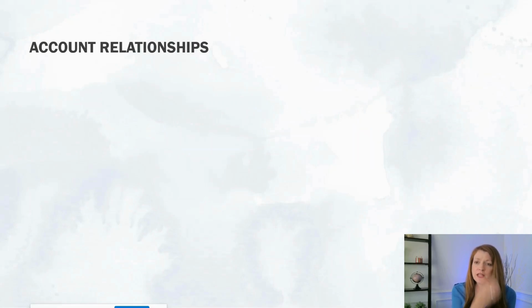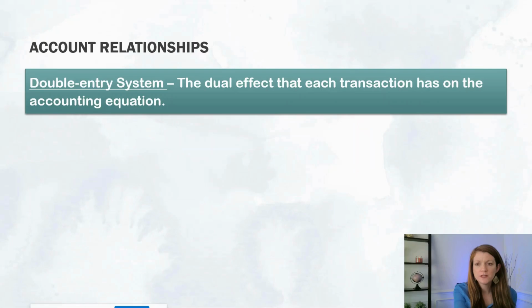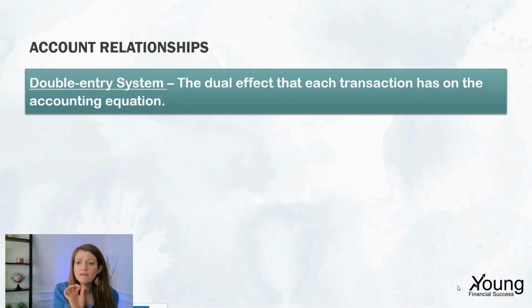Last thing I want to touch on in this video before you move on to the next video for chapter 2 is just different account relationships. So we have the double entry system, and that is just the fact, just like we saw, that there is a dual effect that each transaction has on that accounting equation. So the double entry system, we've got something happening to both sides of the equation, or perhaps two things happening to one side of the equation, but it's going to balance it out. So we always have to make that equal. Since kindergarten, we have to make things on either side of the equal sign the same. We make it balance, right?